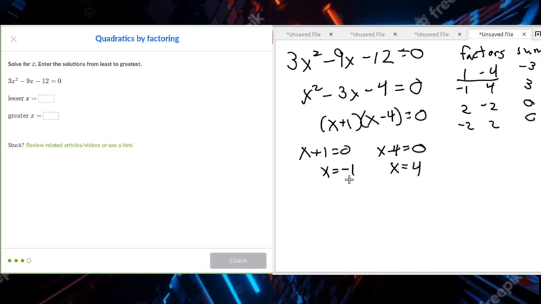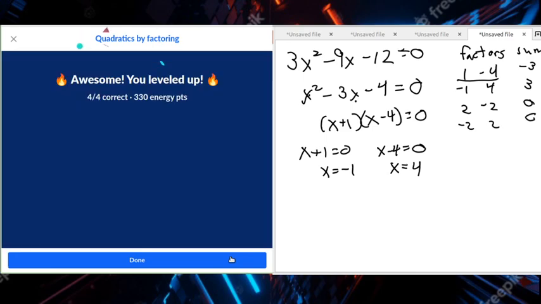Let me substitute those back in. Negative 1 squared is 1. Plus 3 is 4, minus 4 is 0. Okay, that works. 4 squared is 16, minus 12 is 4, minus 4 is 0. Okay, so I've got the lesser x, that's the negative 1, and the greater x is 4. So that's how we solve quadratics by factoring.